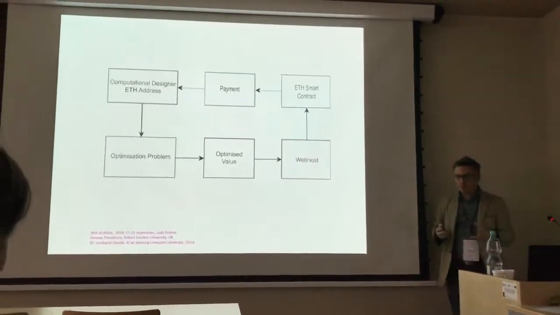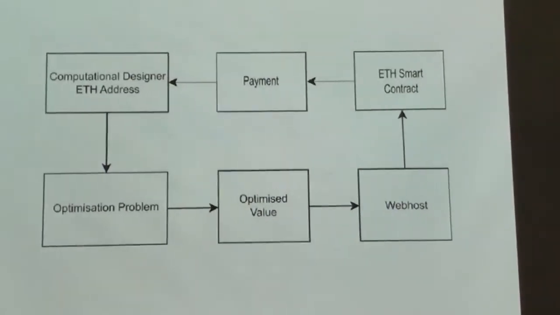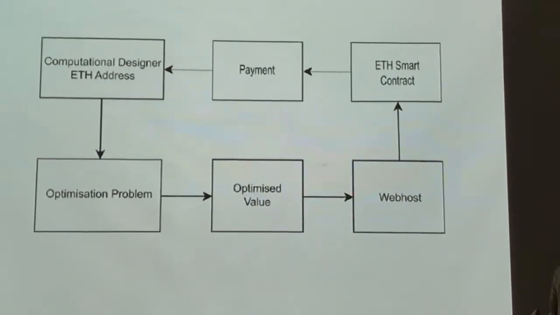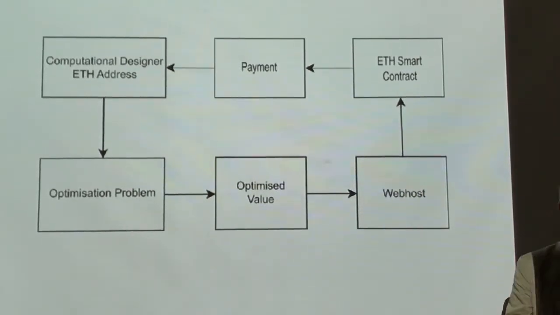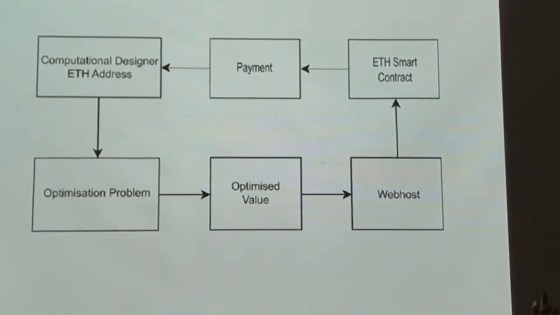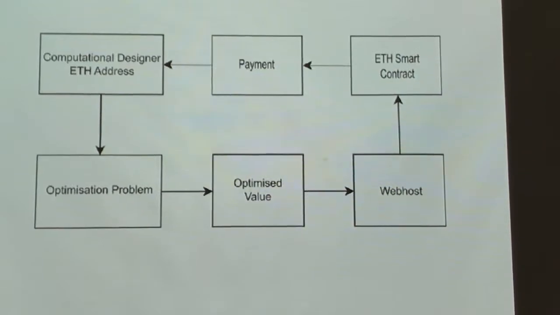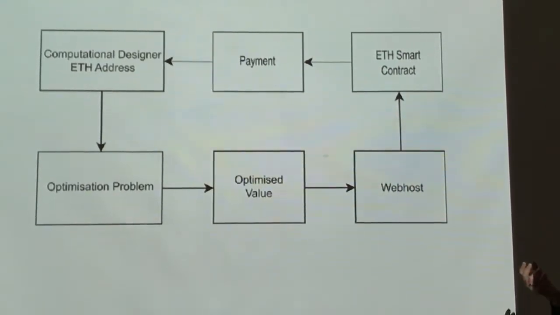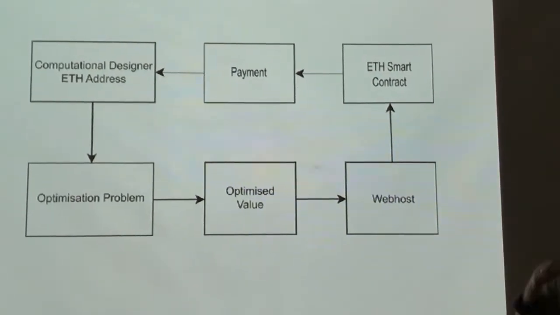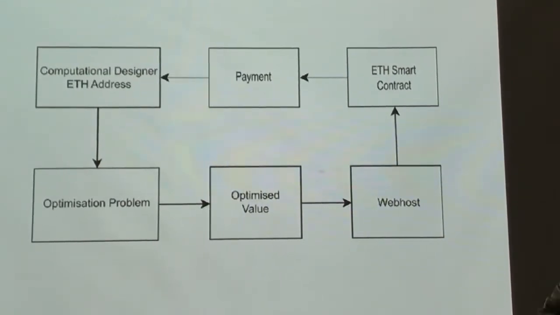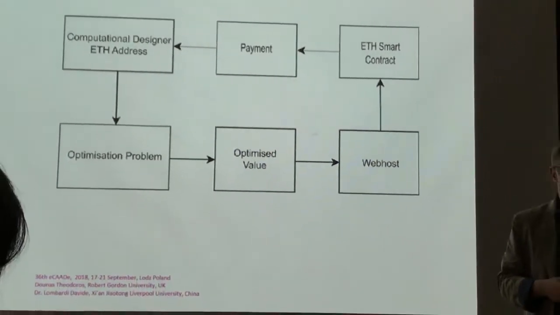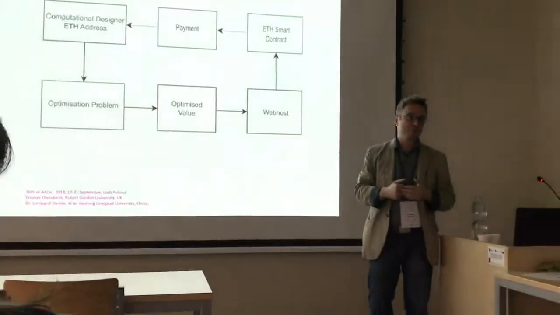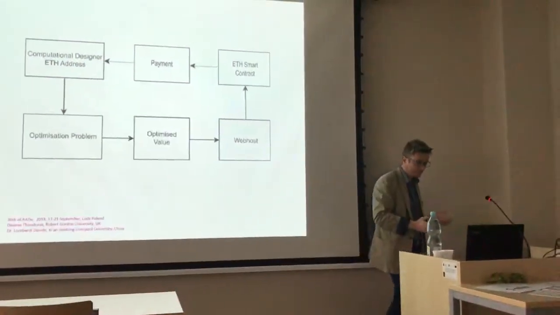And very simply, this is a kind of cyclical diagram that shows that you have a computational designer that has an Ethereum address that's kind of like your bank account. You basically execute an optimization problem, you find an optimized value, send it to a web host, and that communicates to Ethereum that it can execute a smart contract. And if you have any kind of money, you can actually pay the computational designer from that point of view.